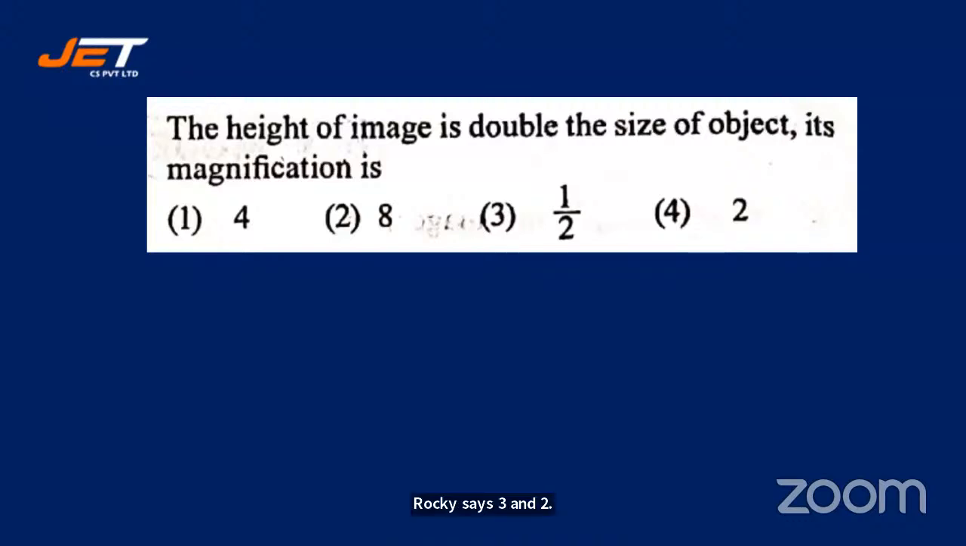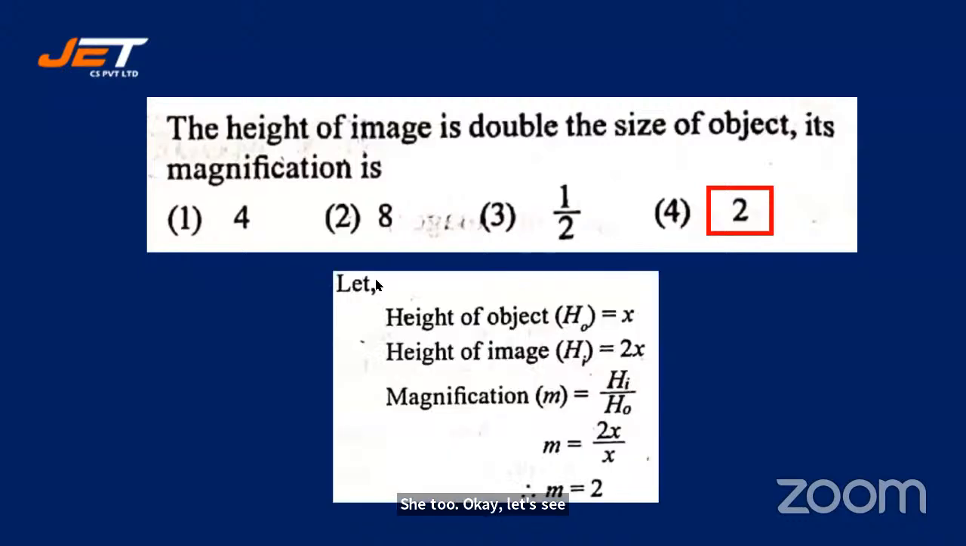Please mention the option number. Okay, because 2 could be the answer as well. So if your option number is 4, please mention it as 4, 3, 2, or 1. Option 2. Okay, let's see the solution. It's 2. Here is the solution.